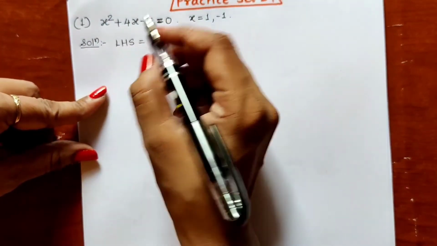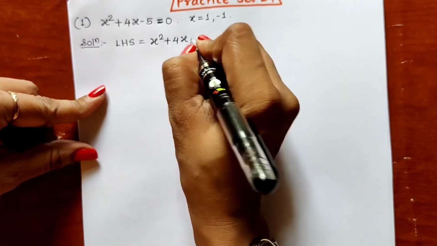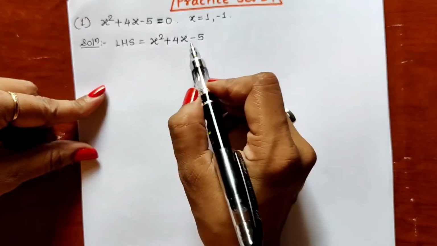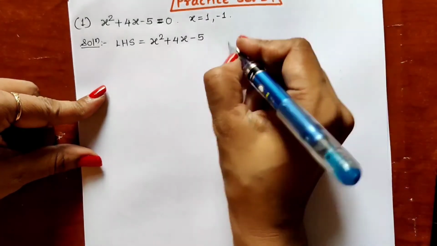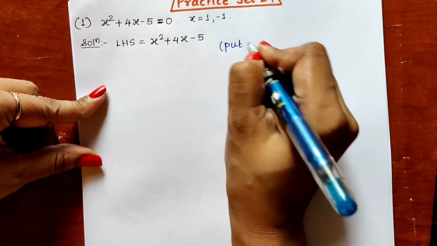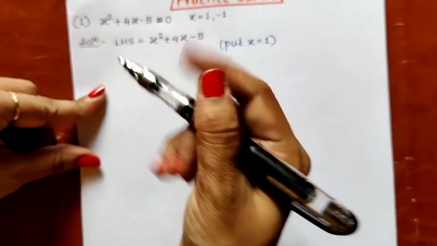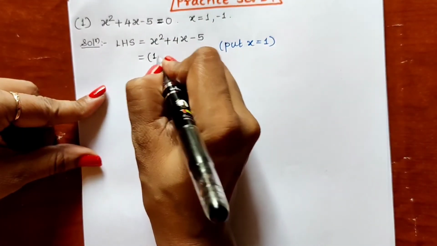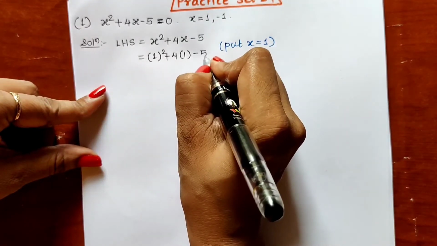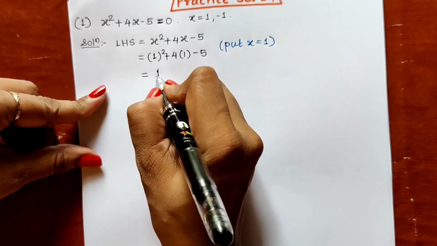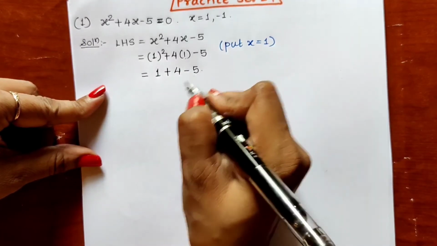So we will consider this left hand side, x square plus 4x minus 5, and in this left hand side first we will put x is equal to plus 1. In place of x we will be writing 1. So that means 1 square plus 4 into 1 minus 5. 1 square is 1, 4 into 1 is 4, minus 5 as it is.